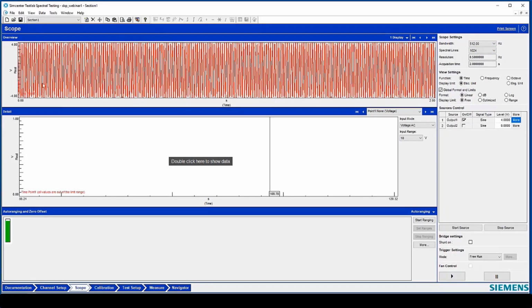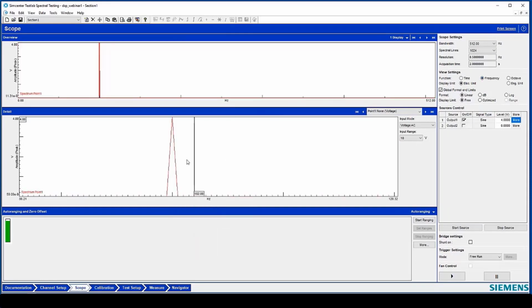And now the time domain is 2 seconds. So I have to take a longer chunk of data in order to see this at a half hertz. So now as I move my cursor around, notice it's going a half a hertz at a time.